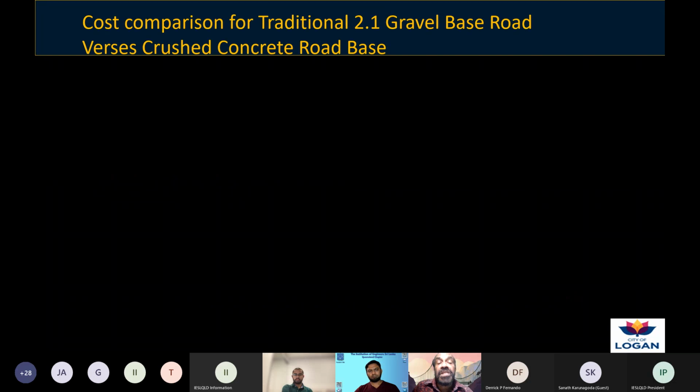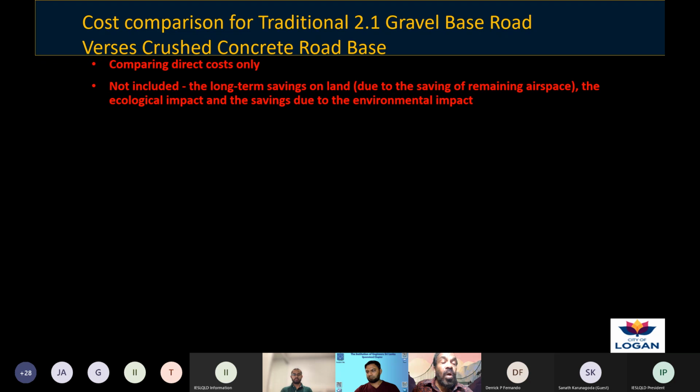Cost comparison for a traditional 2.1 gravel base road versus a crushed concrete road base. Traditionally we use 2.1 gravel base. And in this comparison, we are comparing only the direct cost. That is, intangible values are not considered, like carbon footprint or land saving values.